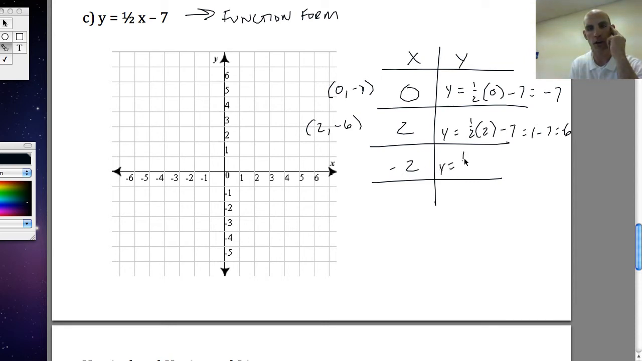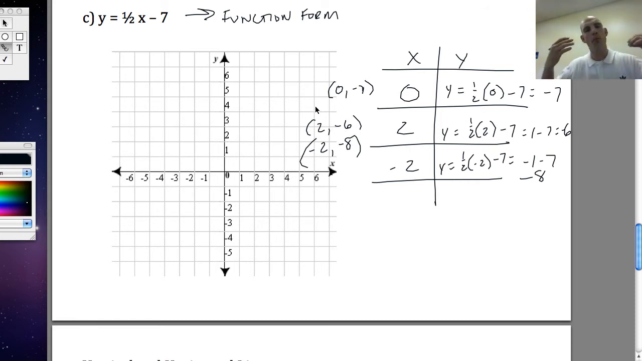Y equals 1/2 times negative 2 minus 7 equals minus 1 minus 7, which gives me minus 8. So I go negative 2 comma negative 8. I picked my domain so that it would be easy for me to develop this chart.